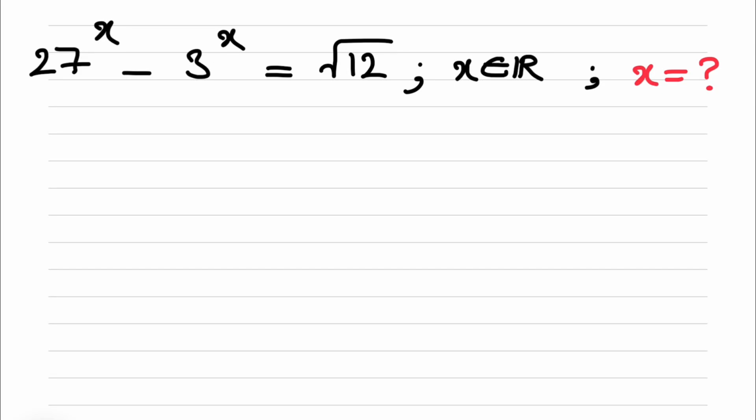Alright guys, welcome back. So in today's video we have 27 to the x minus 3 to the x is equal to square root of 12.